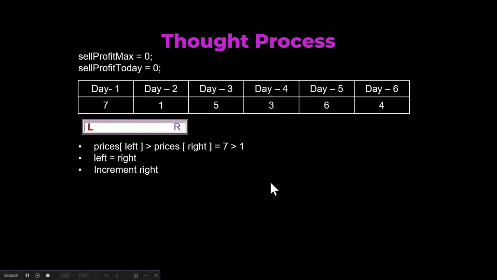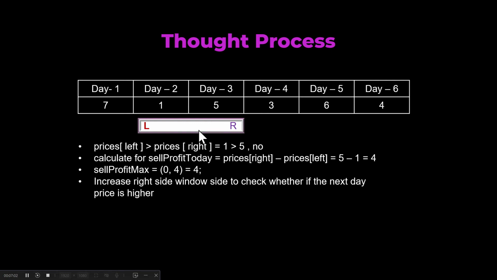So let's have a look. Now we're here, 1 and 5. We do exactly the same: we compare these two, left and right. Is 1 greater than 5? No, it is not. Since it is not, then this could potentially be the day that, if we sell, we are making the highest profit.